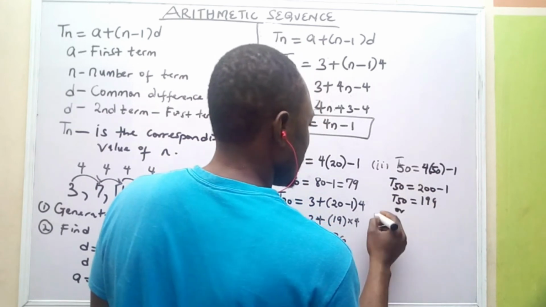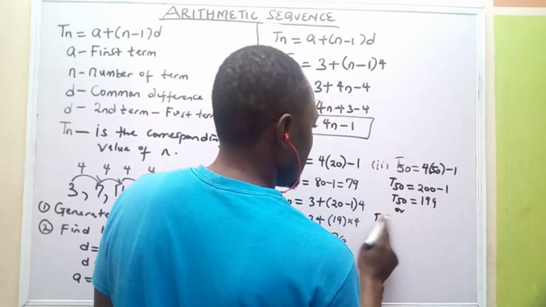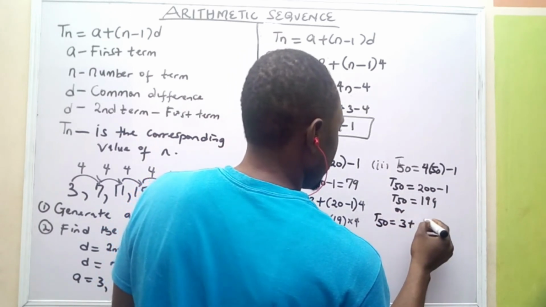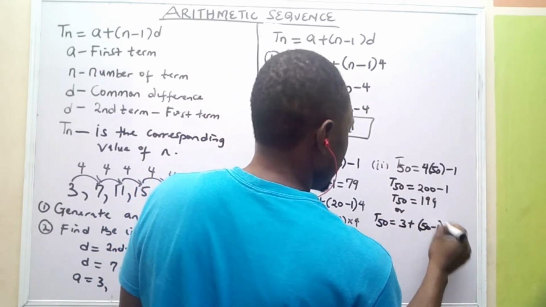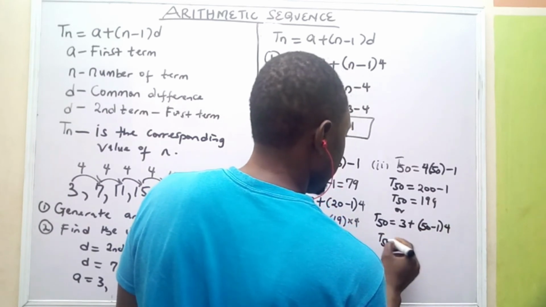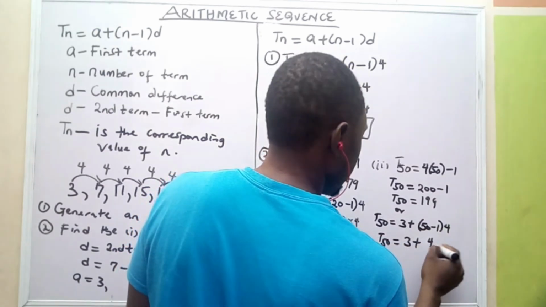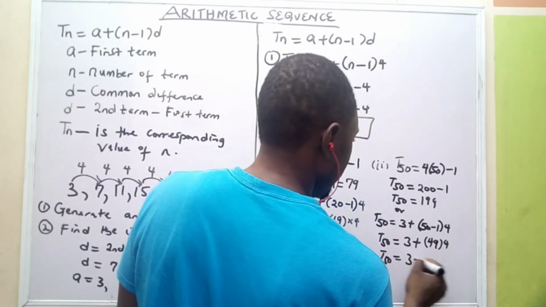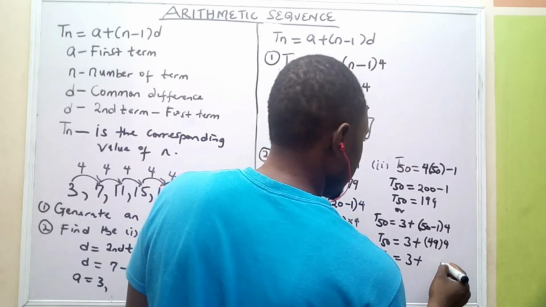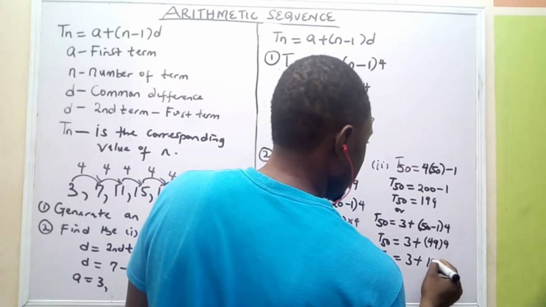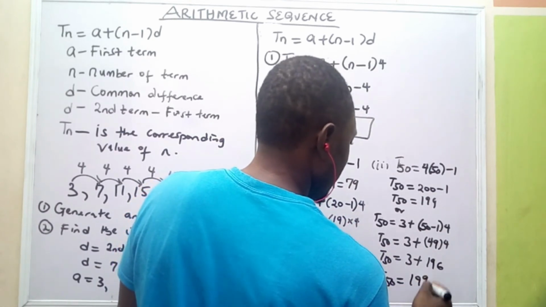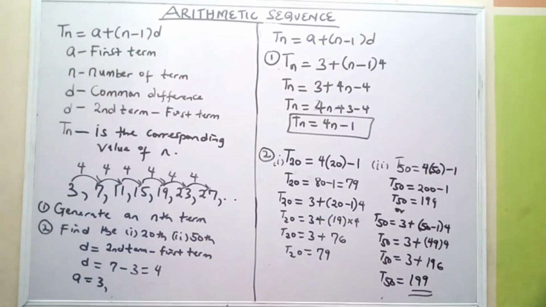Or, if I don't want to use this, I can use the general formula, which is T50 will be 3 plus bracket 50 minus 1 times 4. So T50 is 3 plus 49 times 4. So T50 will be 3 plus 196. So 196 plus 3 will give me 199. So that's how to get the nth term of the sequence.